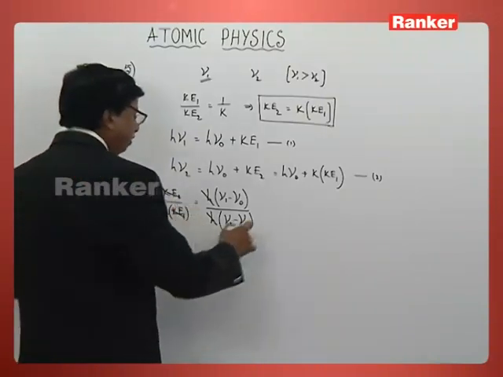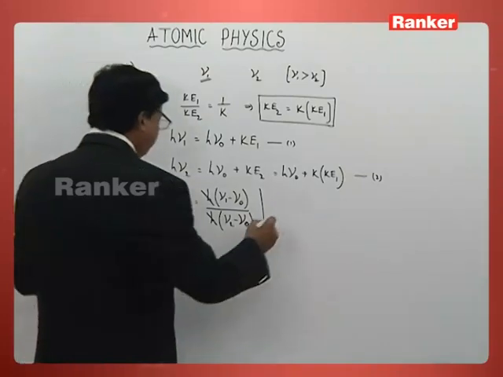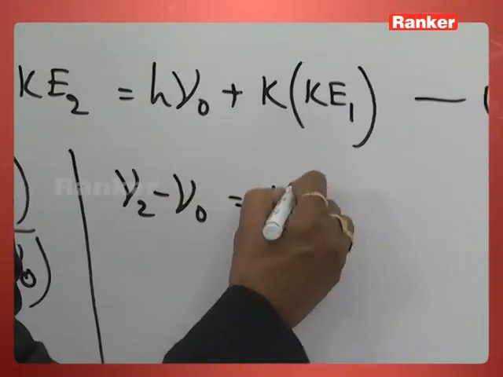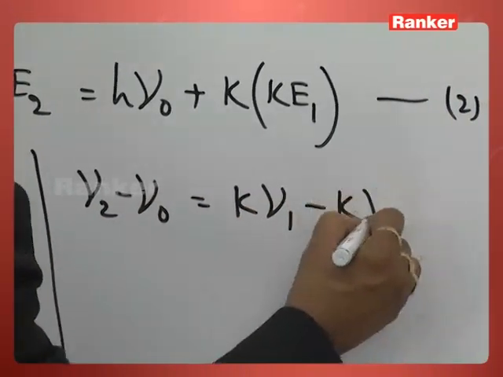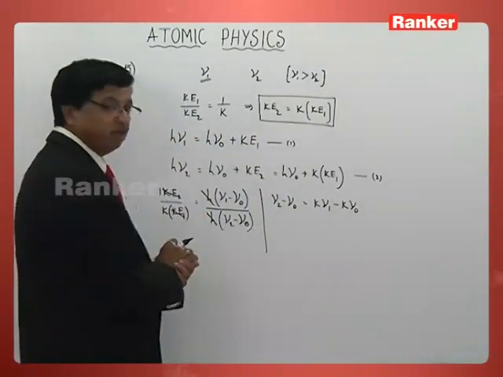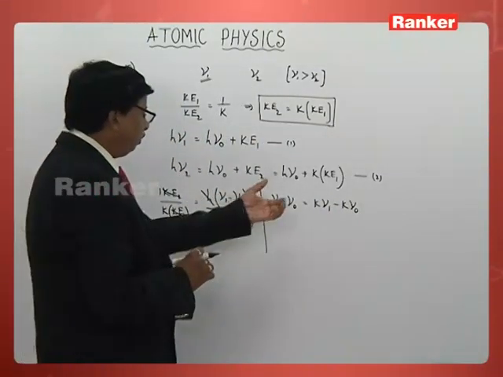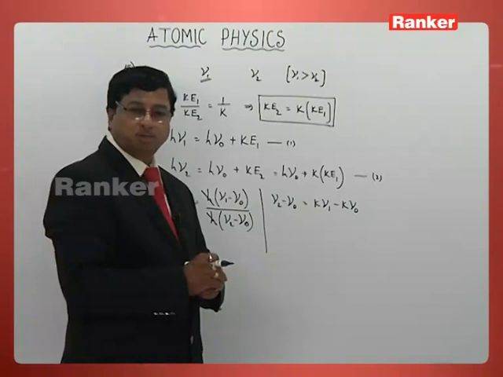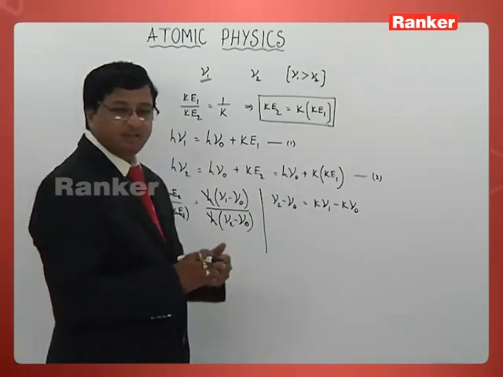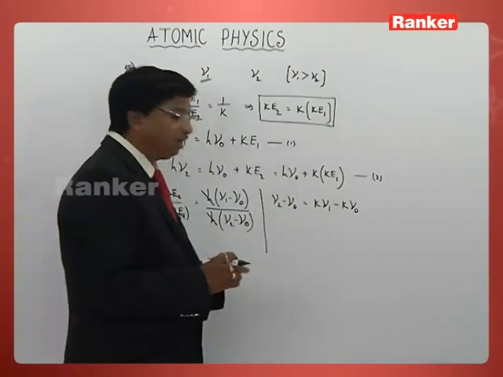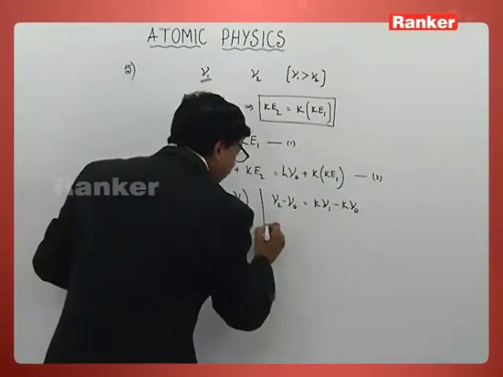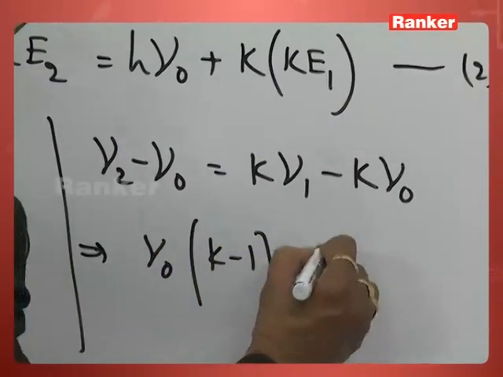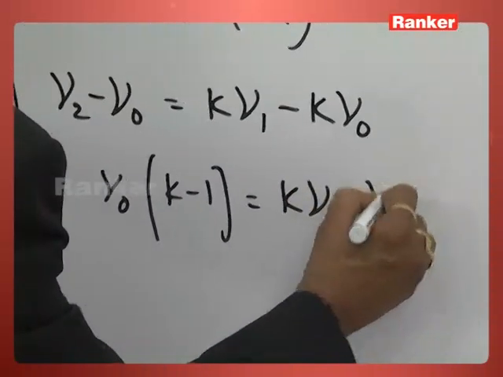So now cross multiply this one and finalize your result. So ν2 − ν0 is equal to Kν1 − Kν0. Cross multiplication. Now what is it we just want? We want the value of ν0. But if you look at the options once again, he is just giving you K minus 1, so bring that one this side. So this implies ν0(K − 1) is equal to Kν1 − ν2.